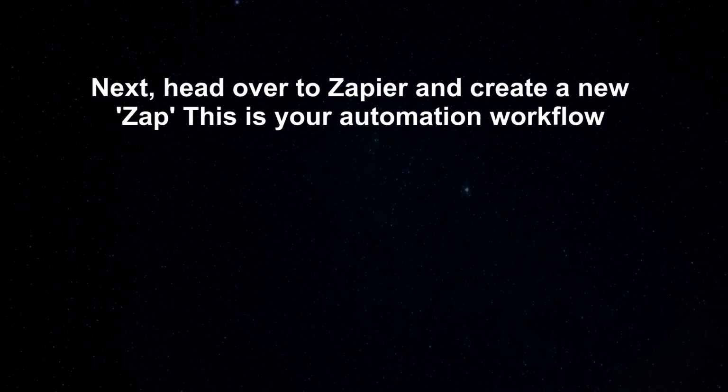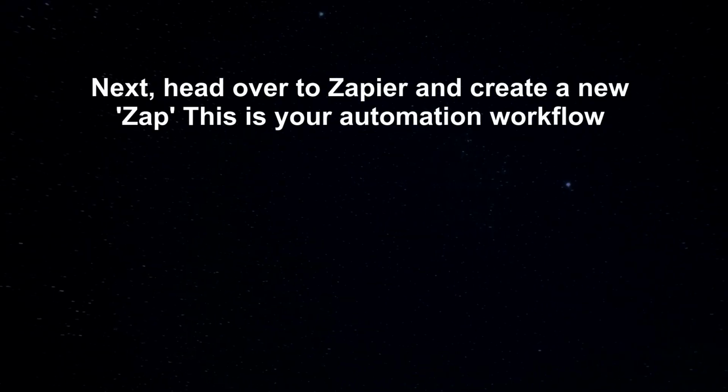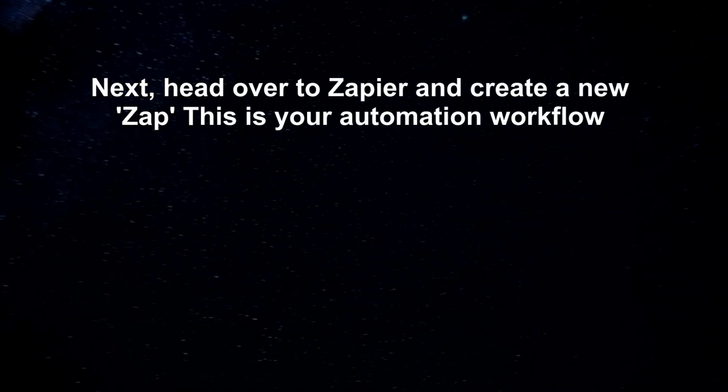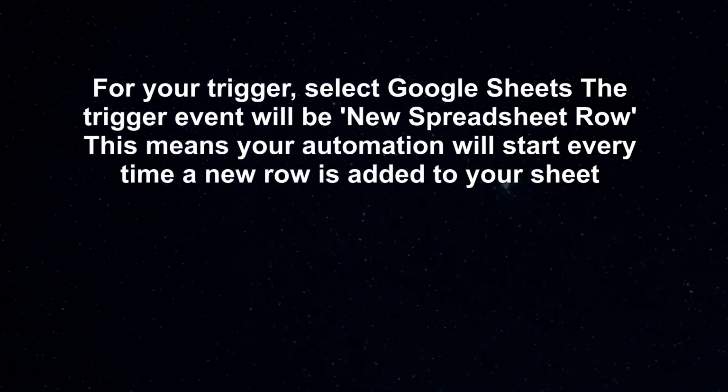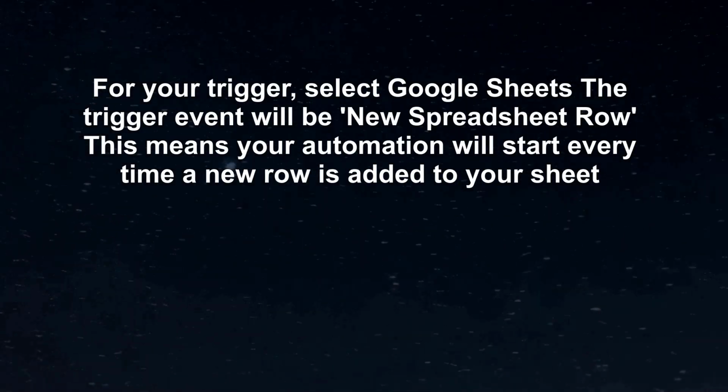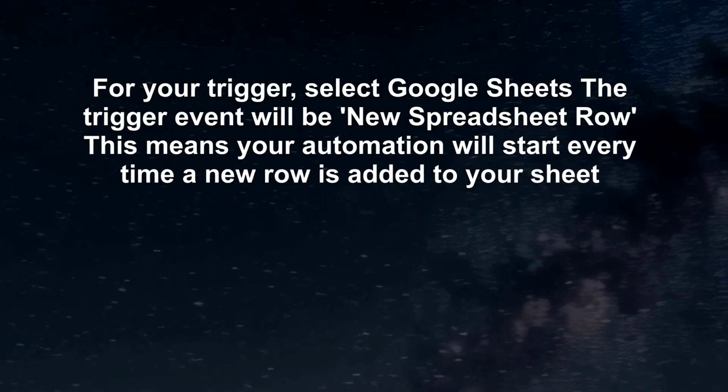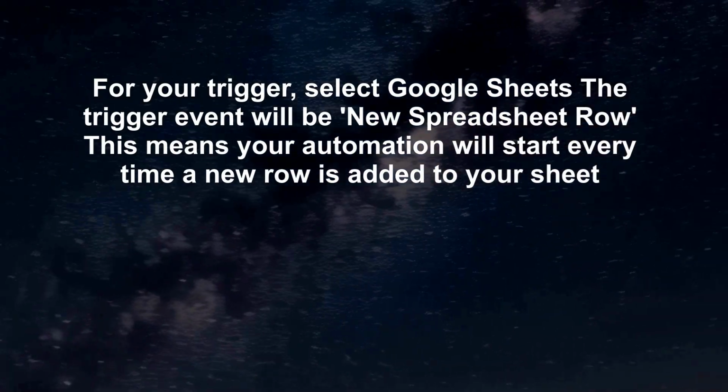Next, head over to Zapier and create a new Zap. This is your automation workflow. For your trigger, select Google Sheets. The trigger event will be New Spreadsheet Row. This means your automation will start every time a new row is added to your sheet.